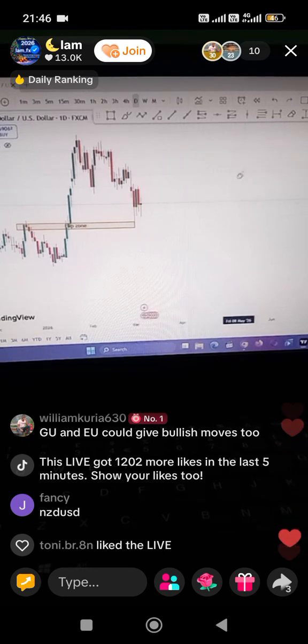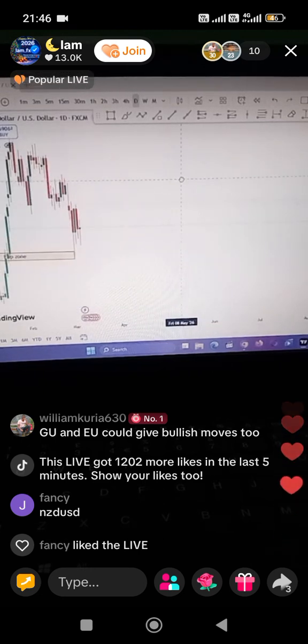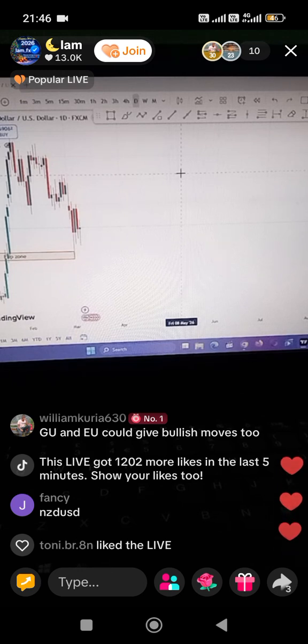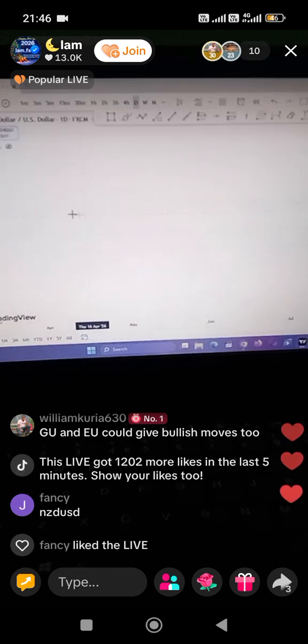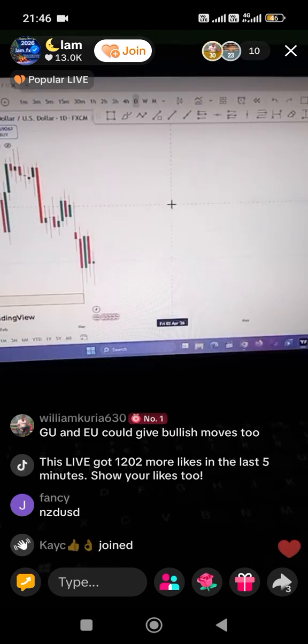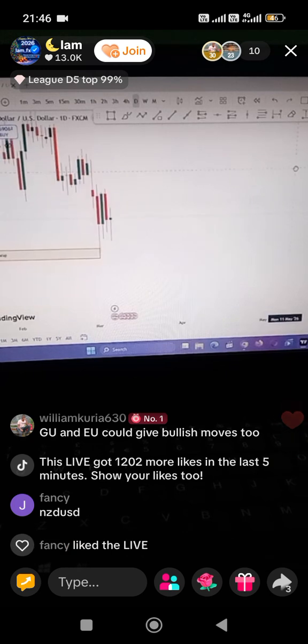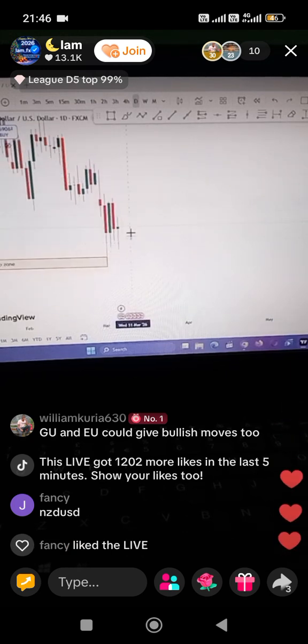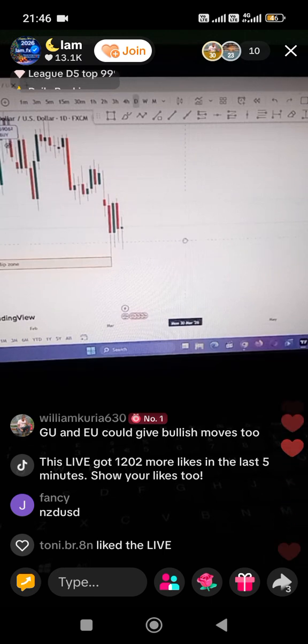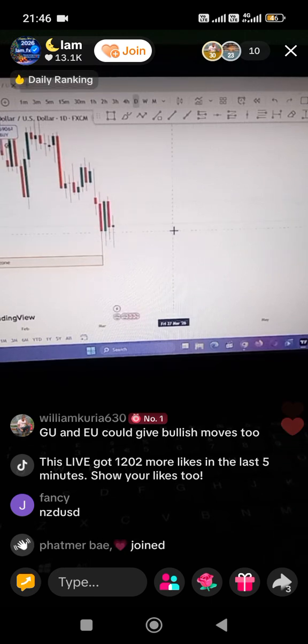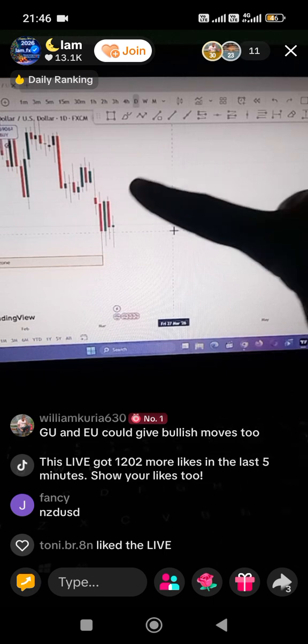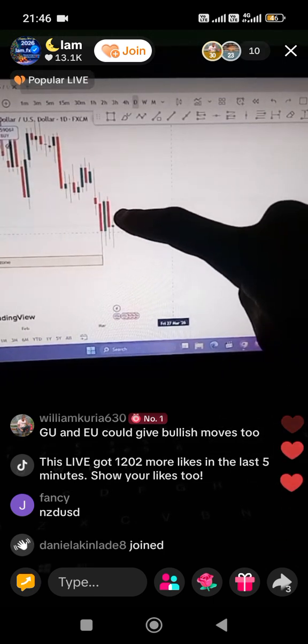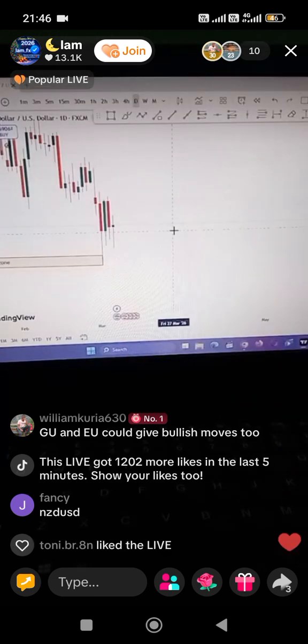So this is what we have on the daily time frame. The daily time frame almost formed an indecision candle. Are you guys seeing the candles? I don't know why I usually don't see them on my phone. The daily time frame almost formed an indecision candle, not a bearish, but a bullish indecision candle. That means price might pull back a little bit, and then the market continues selling.